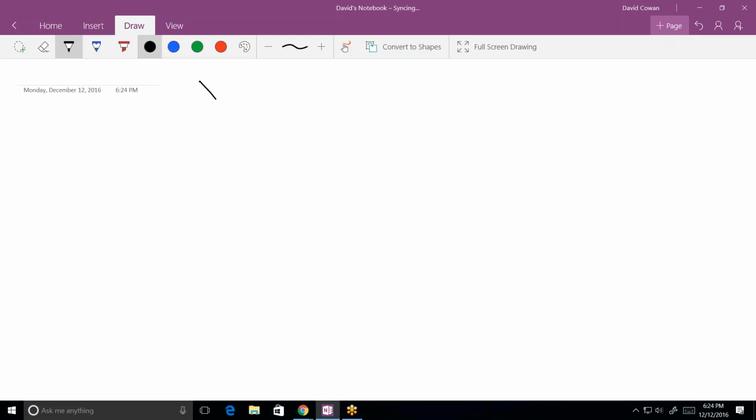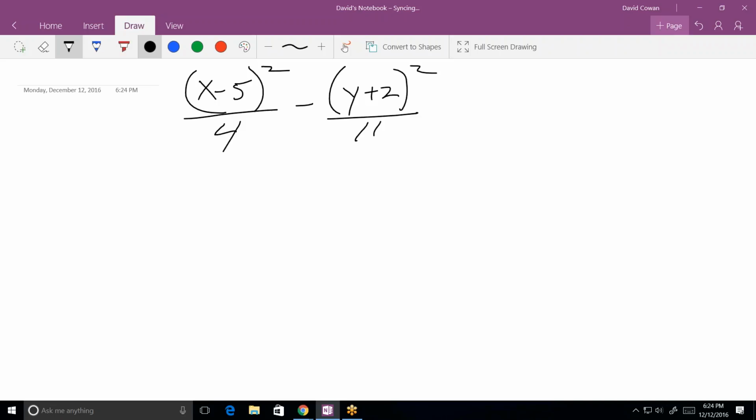What'd you get? x minus 5 squared over 4 minus y plus 2 squared over 16 equals 1. First of all, is this a horizontal? When I say horizontal or vertical on hyperbolas, I'm saying is the transverse axis, the line that runs through the two vertices, horizontal or vertical? Horizontal.